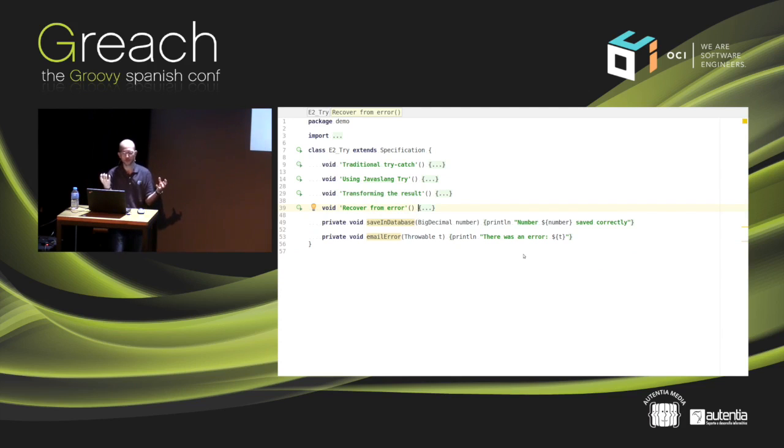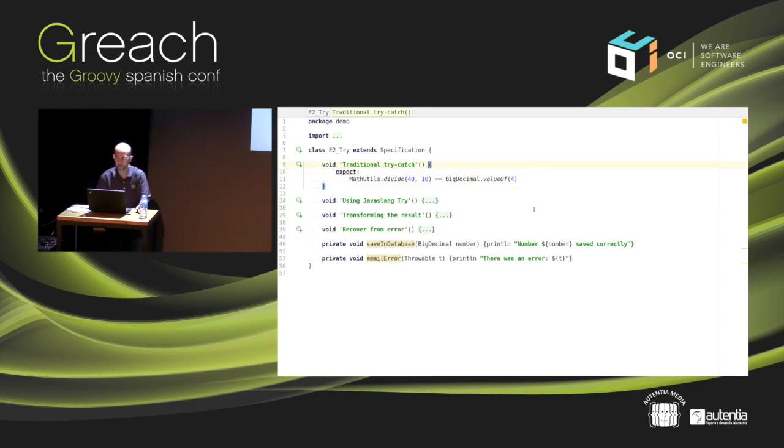If there is an exception, the Try will be a Failure, and if not, it will be a Success. So you can see this as, instead of dealing with exceptions as something that can be thrown, you can deal with exceptions as data, right? Let me show you the first example.